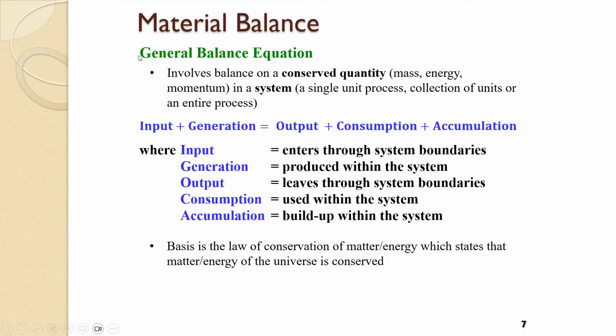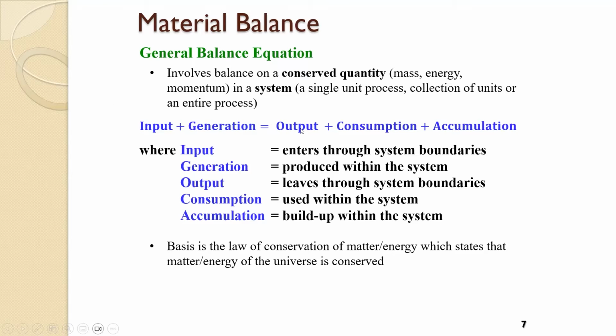Let's go to basic material balances. So, what is a material balance? Law of conservation of matter or energy is basically what this revolves around. So it involves a balance on a conserved quantity. That quantity could be mass, energy, momentum in a system. That system is a single unit process or collection of units or an entire process. It depends on your system boundaries.